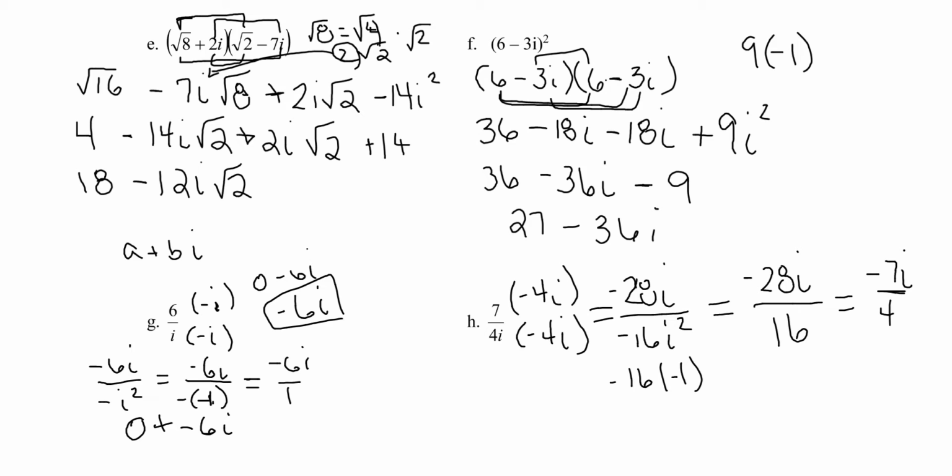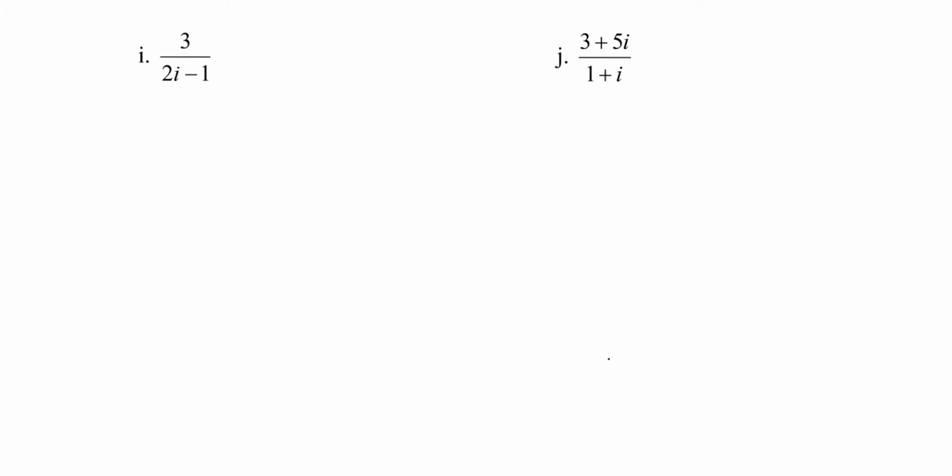Okay, and that's our final answer. Again, you can write it as 0 minus 7i over 4. That's okay. We just can't have an I in our denominator, so we have to get rid of that. All right, here for example, we have another division problem, and we need to eliminate the I from our denominator.